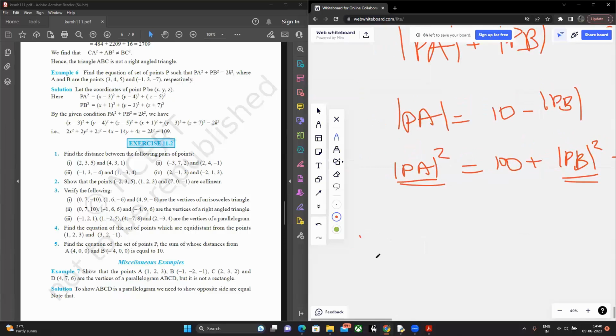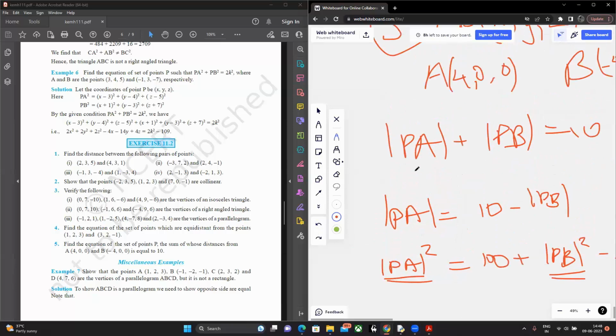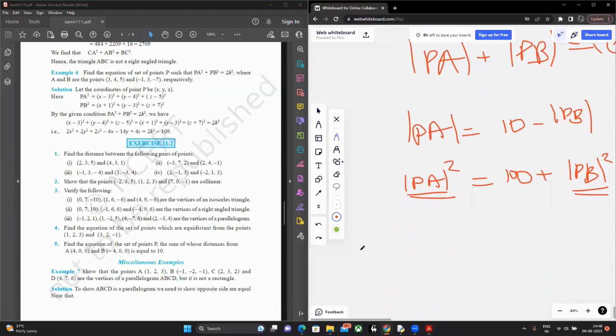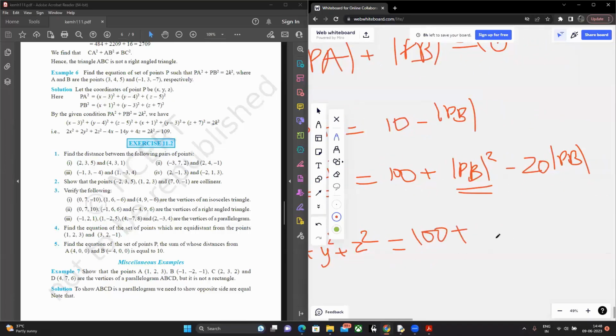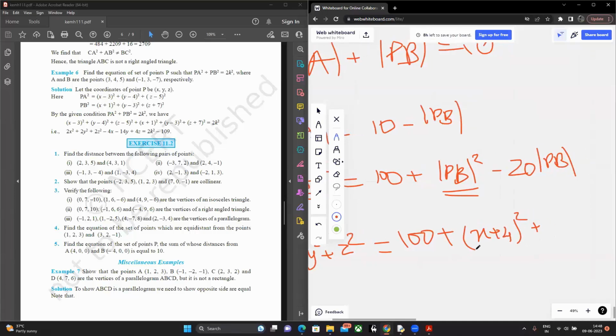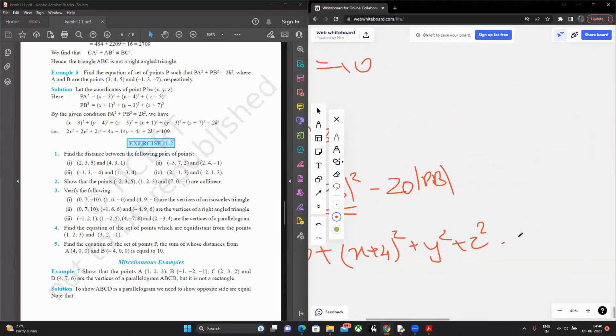That is going to be equal to square root of, wait a minute. This is not square root because it's mod PA squared. So I'm going to basically remove the square root, and I'm going to write this as x minus 4 the whole square plus y squared plus z squared, because the other two coordinates are 0. It's basically equal to 100 plus x plus 4 the whole square, right? Plus y squared plus z squared minus 20 mod PB.